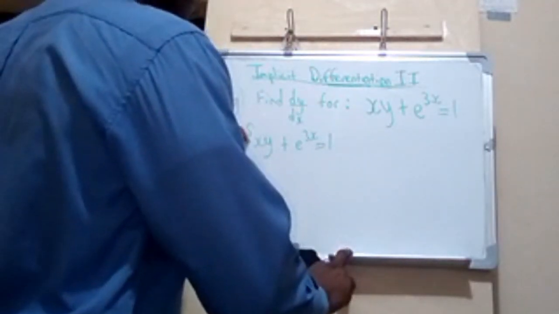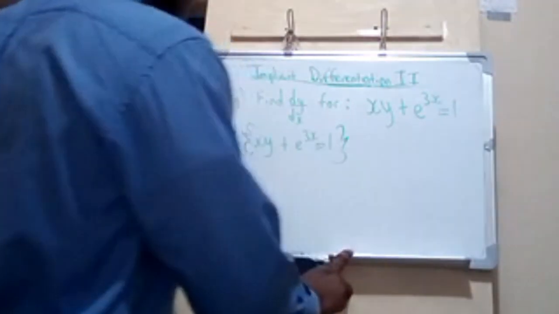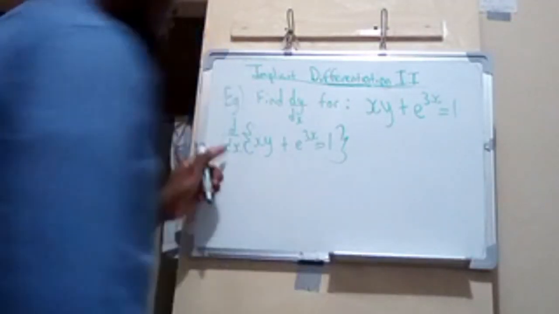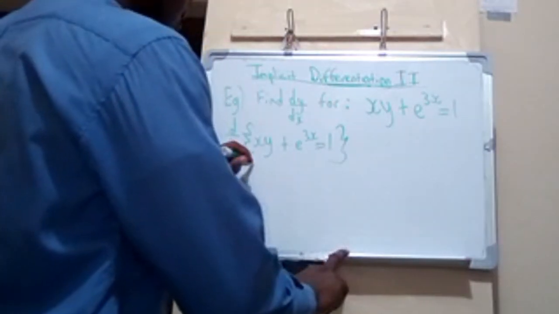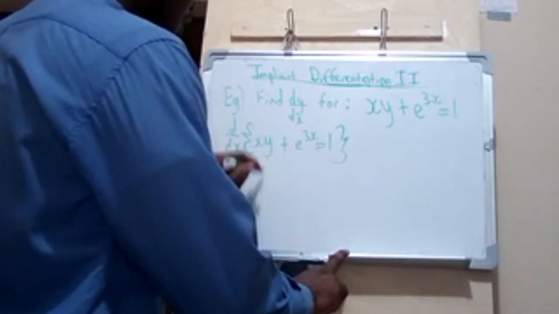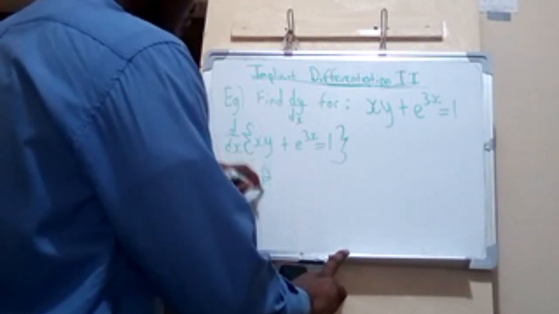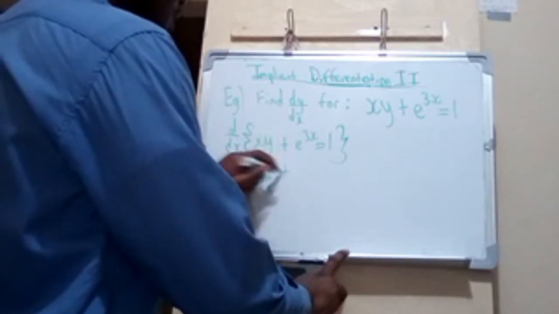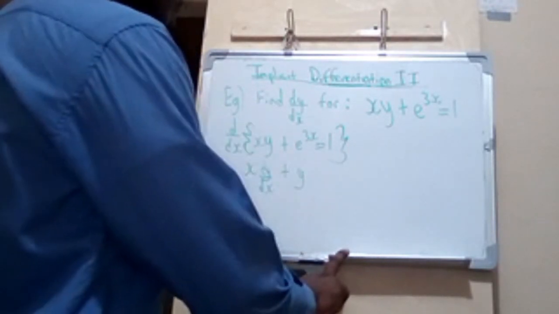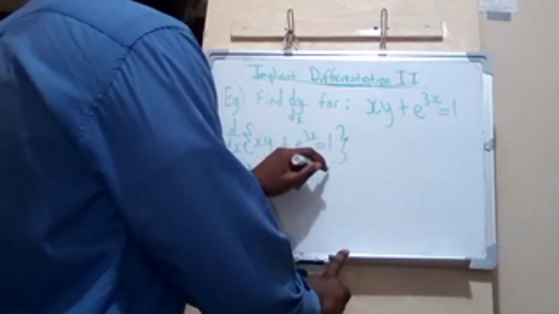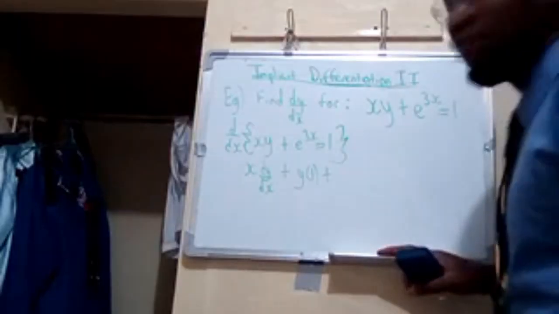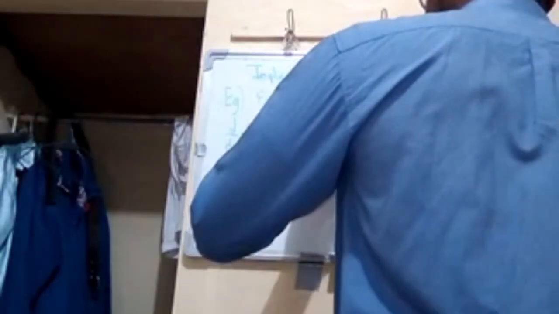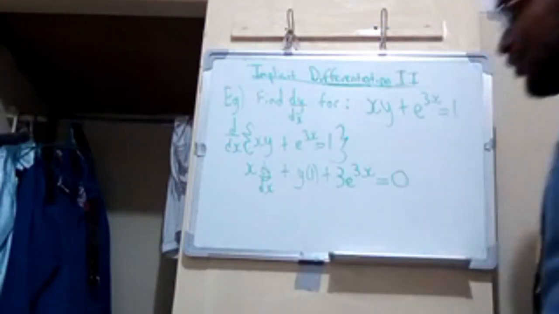So we're going to differentiate both sides with respect to x, so d by dx of both sides. When I differentiate the left hand side with respect to x, I keep the first, then differentiate the second, and differentiating y, I get dy by dx. Plus keep the second, which is y, times the differential of the first, which is 1. Plus, when I differentiate e to the 3x, it's going to equal 3e to the 3x. And that's equal to, the differential of 1 is 0.